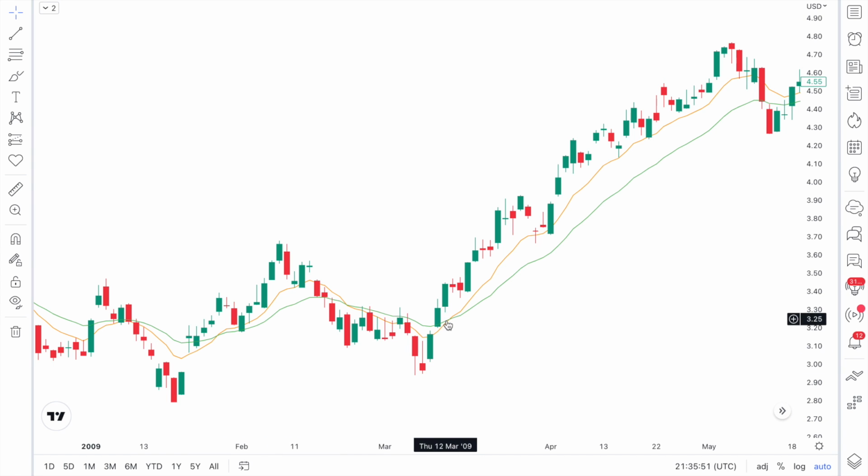Here we see that the 10 moving average, the yellow line, crossed over the 21 moving average, the green line. It then went up, consolidated a little bit, and then put in this green bar. This green bar would be an indication for us to get in.